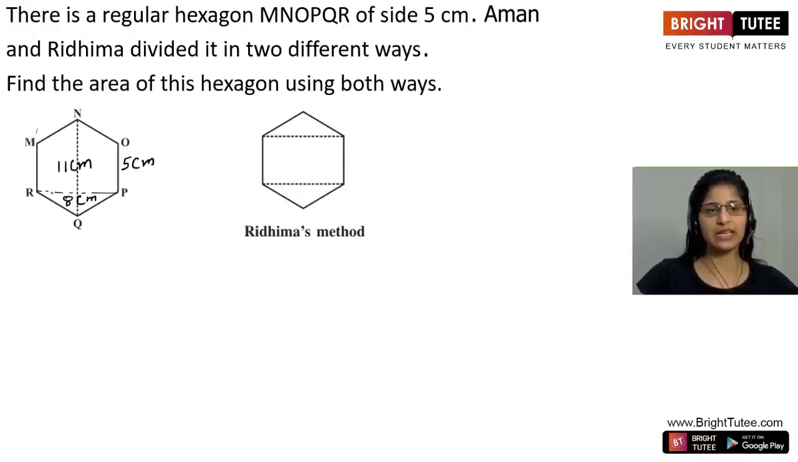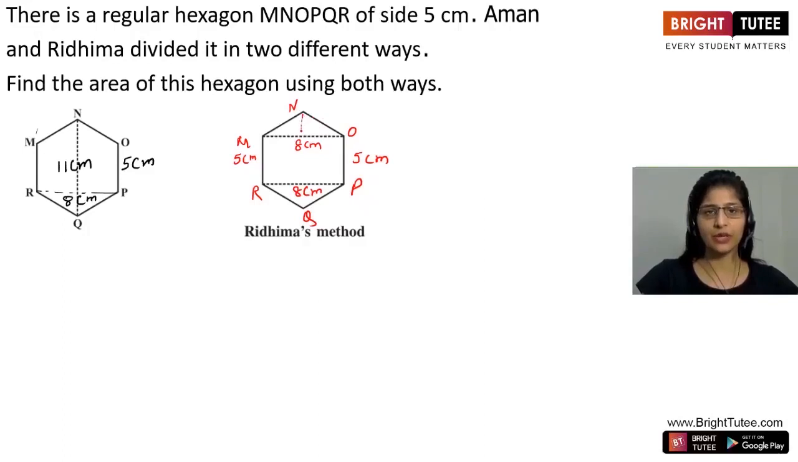So let us name it first, and the name given to it is MNOPQR. We are given RP as 8 centimeter, so this will also be 8 centimeter. This is given as 5 centimeter, so this will also be 5 centimeter. Area of rectangle can be easily calculated.